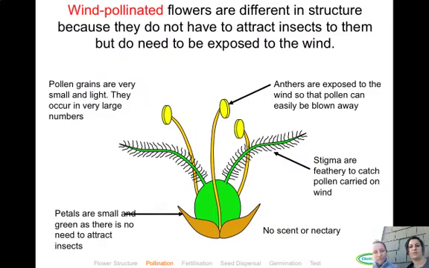Okay, wind-pollinated flowers are different in structure because they don't have to attract insects to them, but they do need to be exposed to the wind. So you can see here these more feathery-like structures. This is the stigma, which is able to catch the pollen as it's carried by the wind. Now there's no scent or nectar in these, and petals are small and green, as there is no need to attract insects. Pollen grains are very small and light, and they occur in large numbers. And you can see the anthers here are exposed to the wind so that the pollen can easily be blown away.